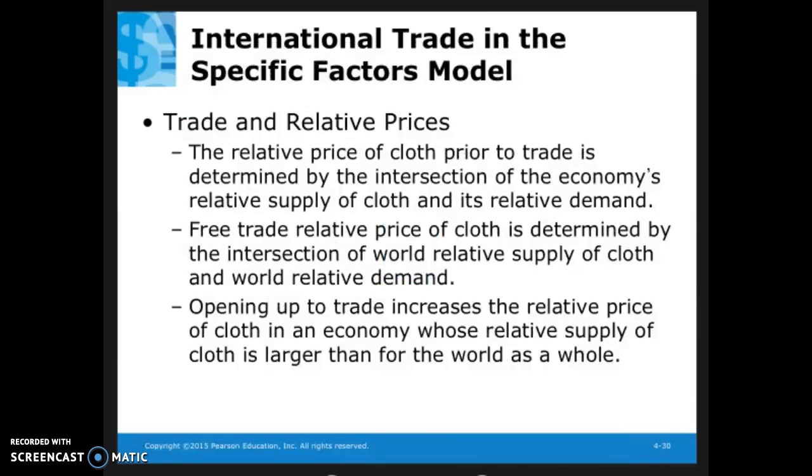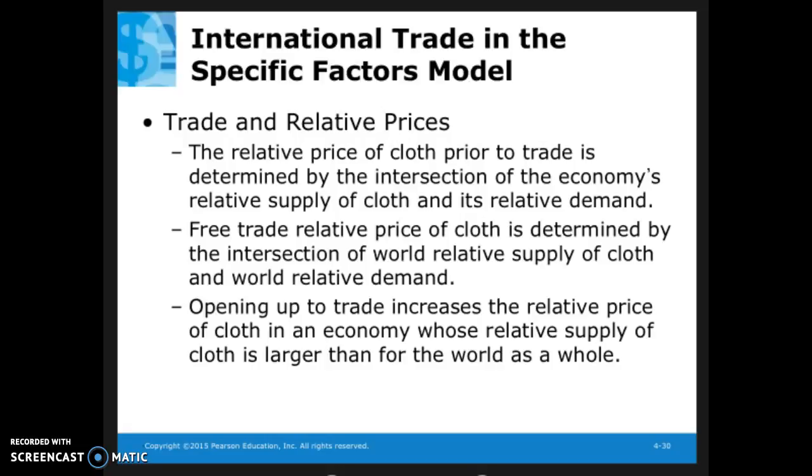So now let's look at some international trade within the specific factors model. We have trade and relative prices. The relative price of cloth prior to trade is determined by the intersection of the economy's relative supply and its relative demand. The free trade relative price of cloth is determined by the world relative supply and the world relative demand.